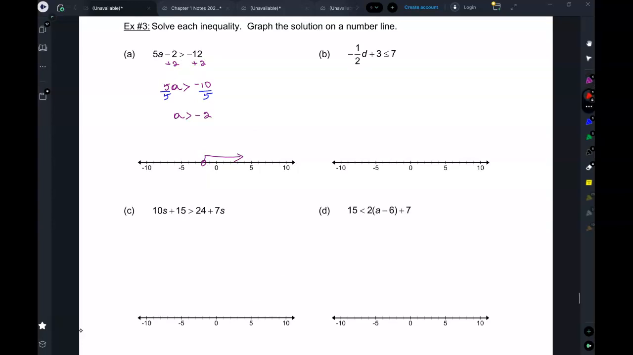Okay, here, subtract 3. So negative half d less than or equal to 4. Now what? Multiply by what? Negative 2. So I have a d here. Do I flip the sign? I do flip the sign, and I get greater than or equal to negative 8. Closed circle.